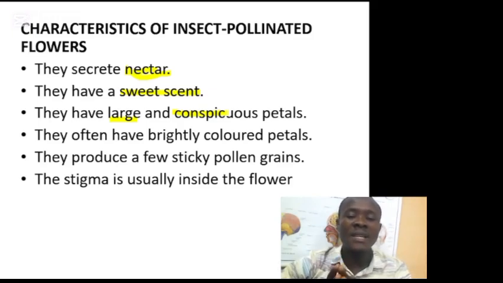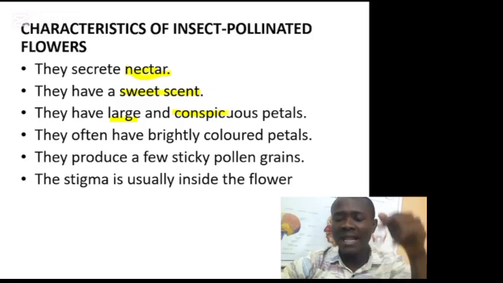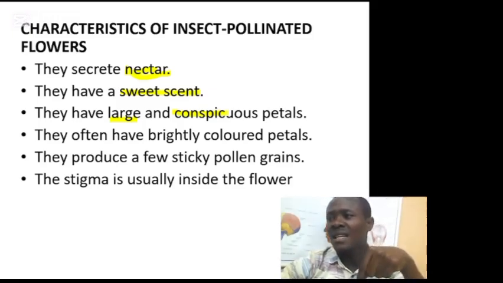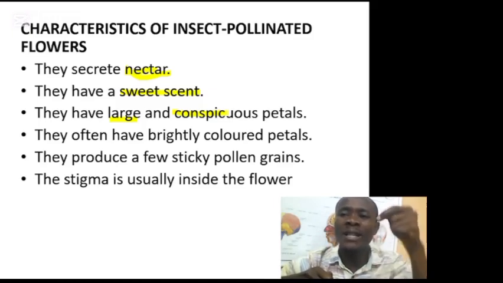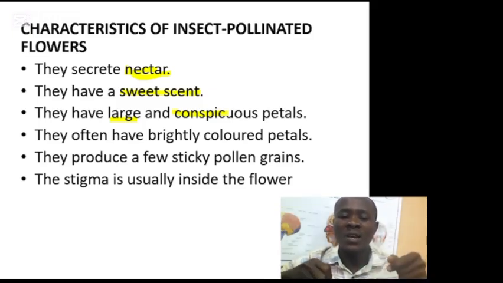And in the insect pollinated flowers, the stigma is usually inside the flower because this insect has to come and the nectar is right inside. So what will happen? The stigma is inside and that stigma is on the part that they have to use to go down and suck in the nectar. So in the process of going down to suck in the nectar, they come along with this stigma. So if they have the pollen grain, what will happen? They will drop it on top of the stigma before they suck the nectar.